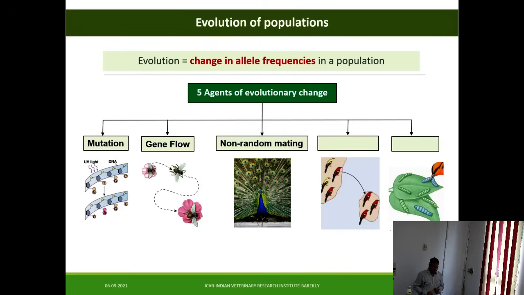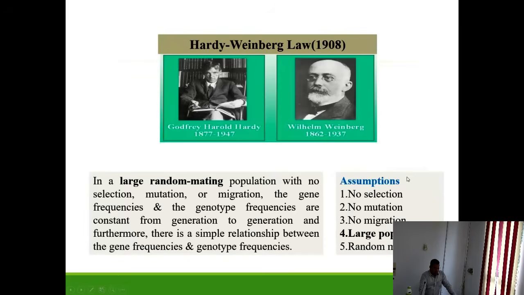Then comes non-random mating. Then comes genetic drift. I will discuss it later on, after this slide. Then comes selection. So these are the 5 major forces which cause change in the gene and genotype frequency, and our objective of selection, as we all know, is to change the gene and genotype frequency in the desirable direction.